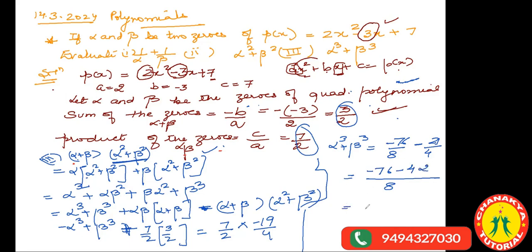So our answer will be minus 118 by 8. Or you can divide it by 2, so minus 59 by 4. But with the identity, what value have we got? Minus 99 by 8.